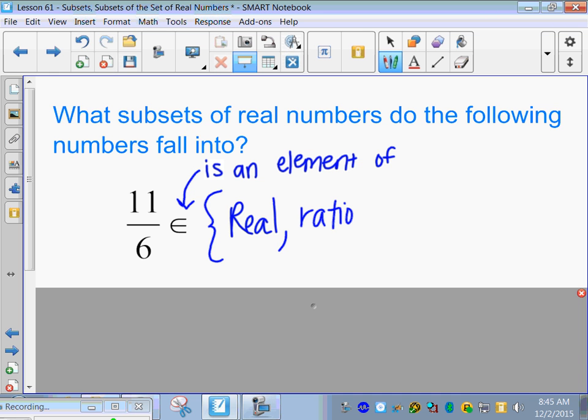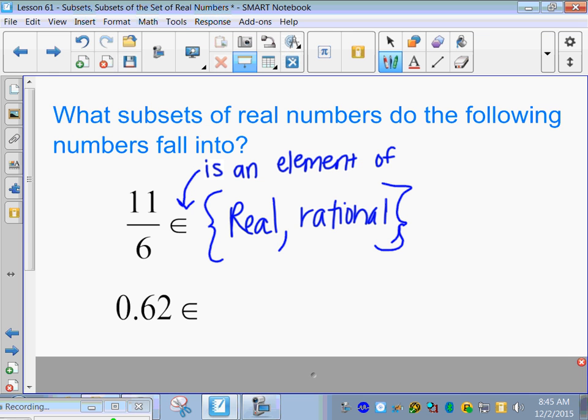It is a fraction. And then you ask yourself, is this an integer? No, integers are not fractions, right? Integers are all the negatives and positives, but not fractions. So we don't get to go any further. We're done.